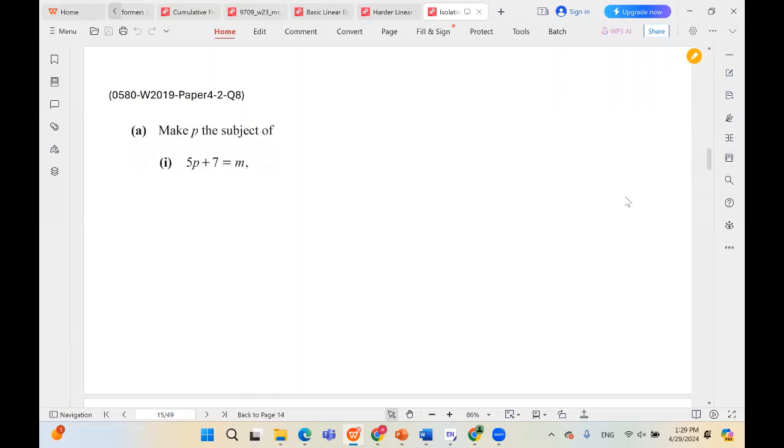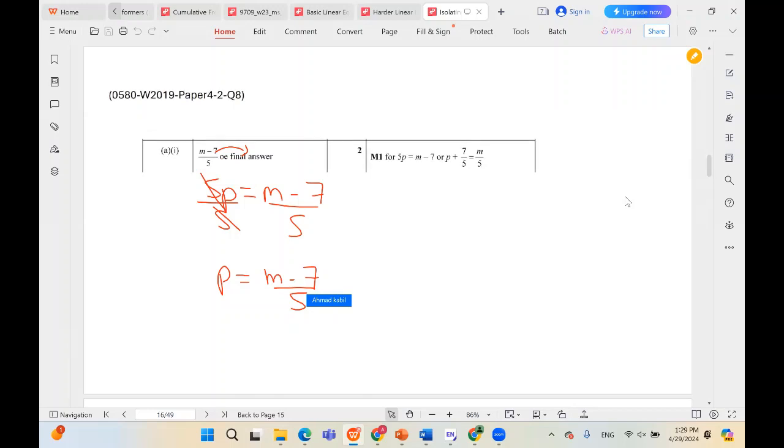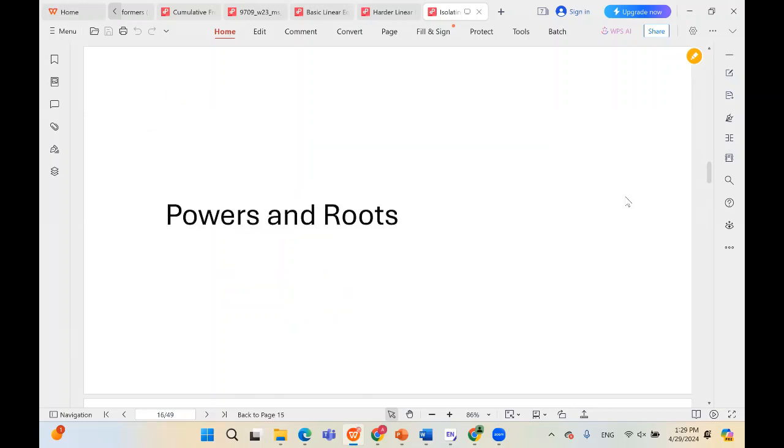We want to make p the subject here, so you just take the 7 to the other side. You get 5p equals m minus 7. And then you divide both sides by 5. These cancel out. P equals m minus 7 over 5. This is the correct final answer as well.